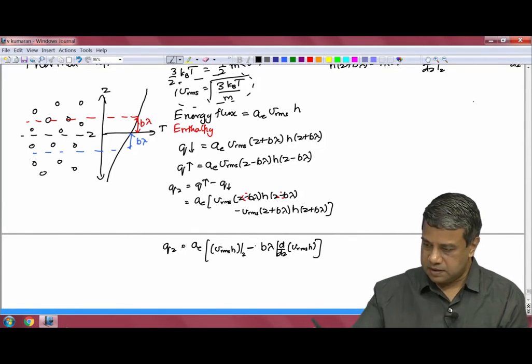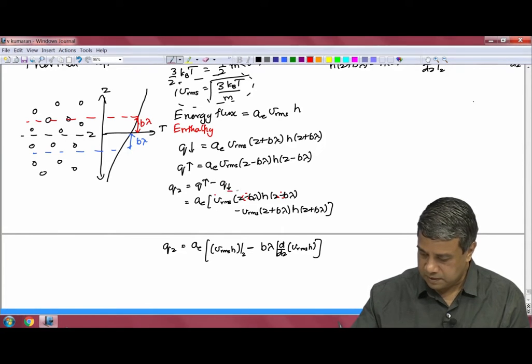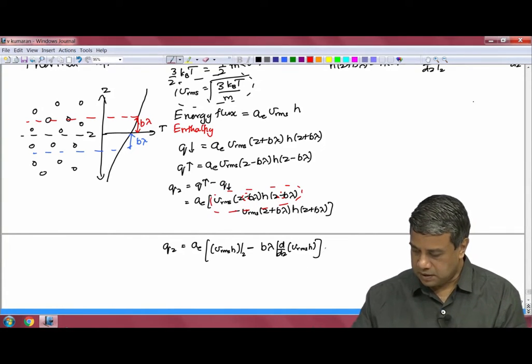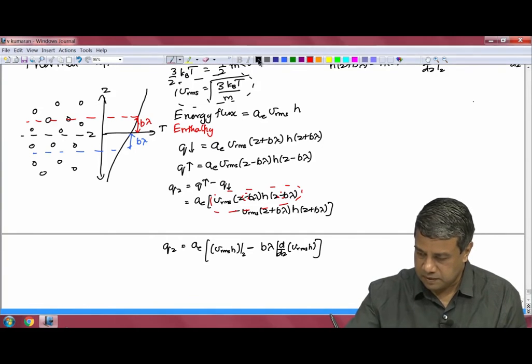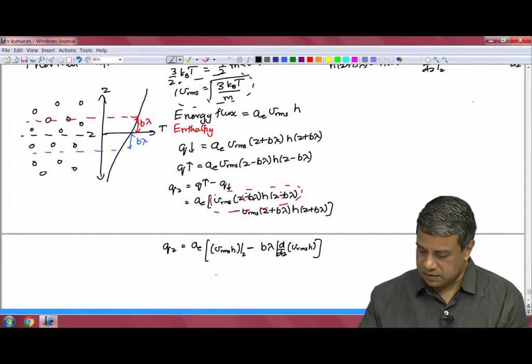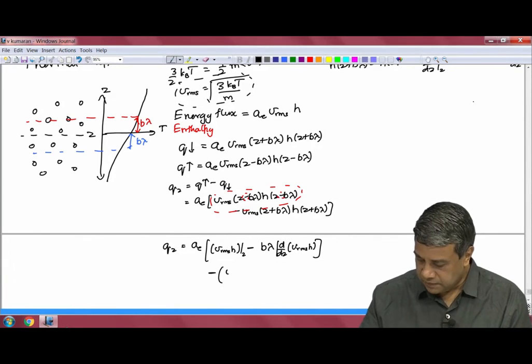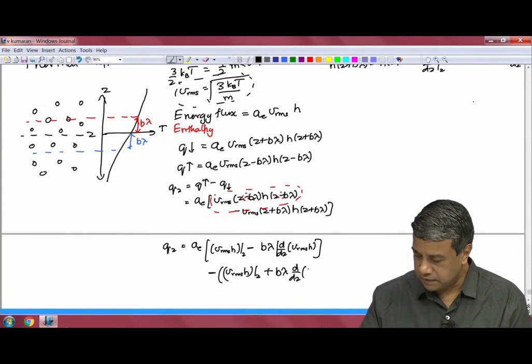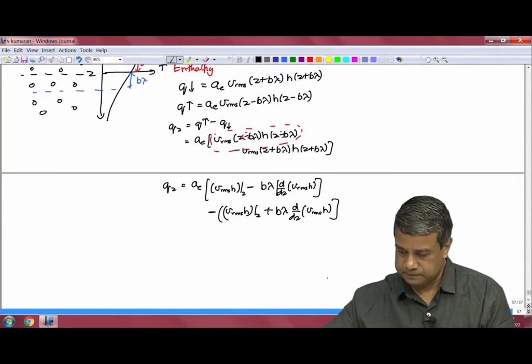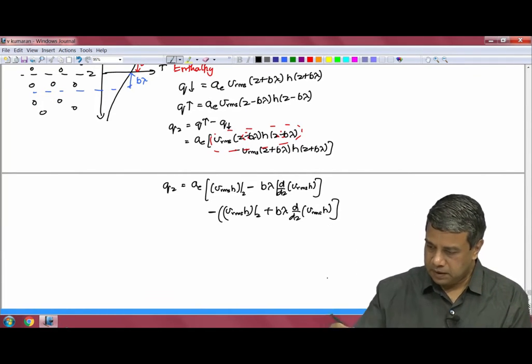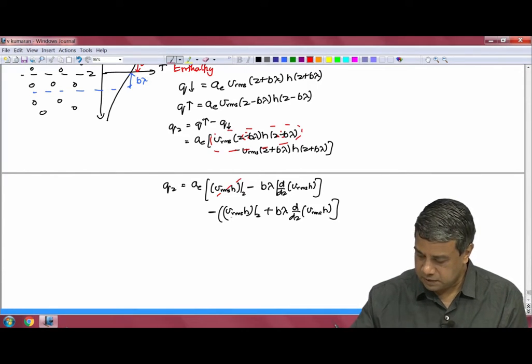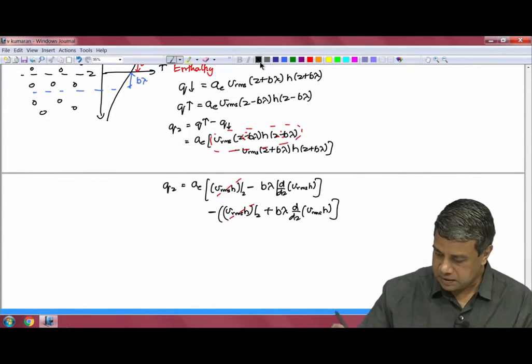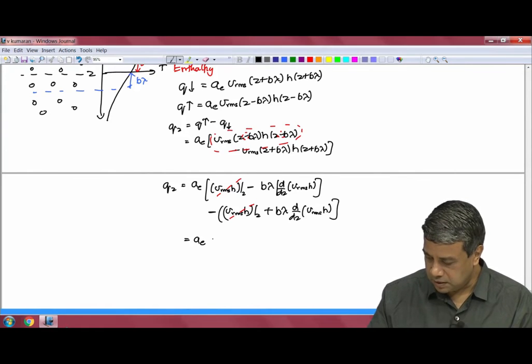Okay. That is this first term here. And the second term is for the molecules that travel from above to below. So, this term will be minus of Vrms H at Z plus B lambda d by dz of Vrms H. And you can see that this first term will cancel out, and I will get this as equal to AE.